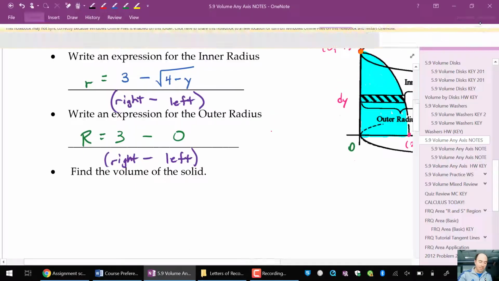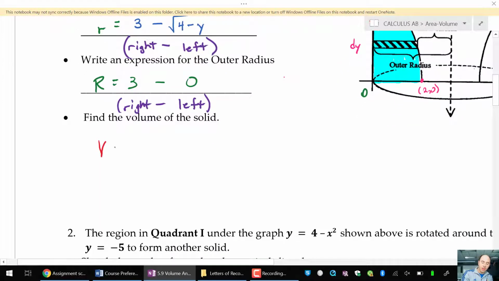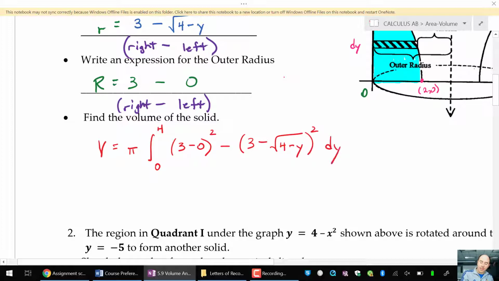Now, find the volume of the solid. So our final step here is to use our washer formula. The volume by washers will be pi times the integral, and I want y-axis bounds, so that region is going to be integrated from 0 to 4 for the volume. And then I have capital R squared minus lowercase r squared. Outer radius squared minus the inner radius squared. And then dy at the end.